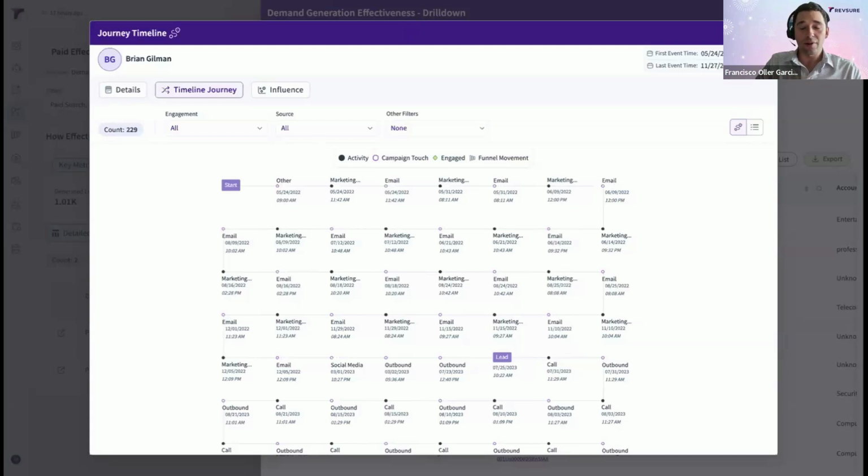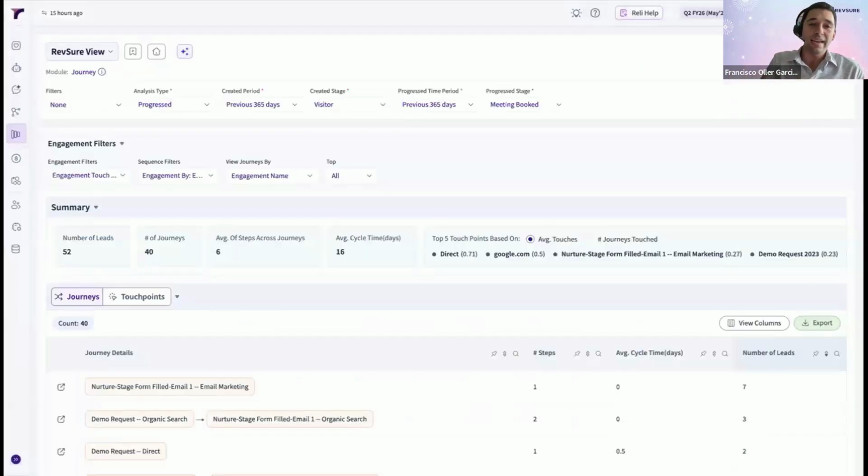Taking that one step further, now that we can zoom in on the behavior, how can we best orchestrate those journeys? How can we look at what people have interacted with? And within RevSure, we're able to see progression journeys. We're able to see, from a starting point of the previous 365 days, from visitor to meeting booked, up to the point of meeting booked, that they've been qualified, that they're set up to have a meeting, what those journeys look like. Of those journeys, which ones are distinct and unique, and how many leads have those encompassed?